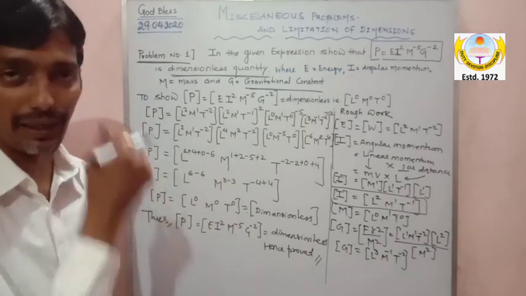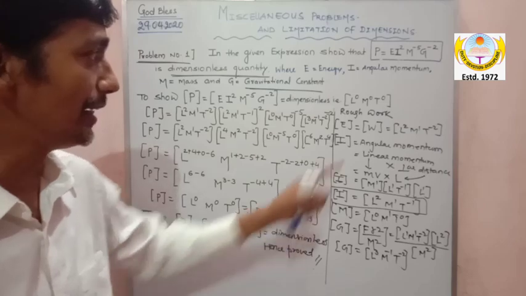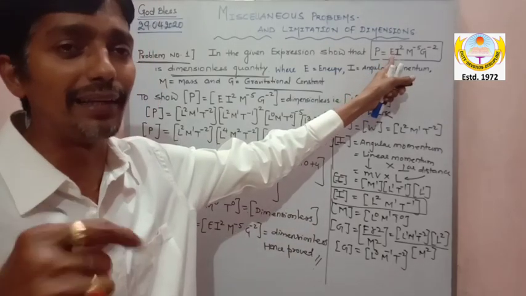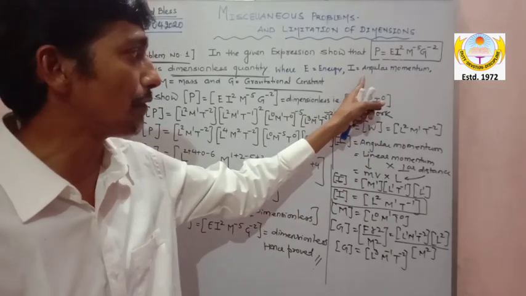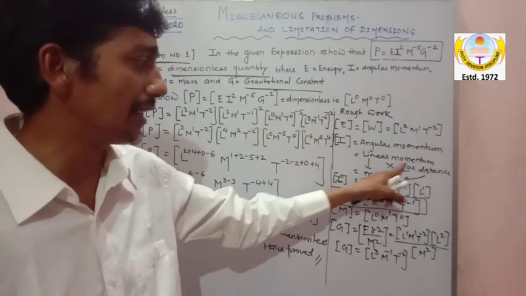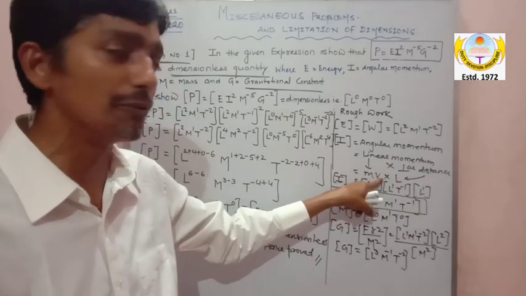So this is the way, my dear. So please check it out. This is a simple question. It's not difficult. Only here you need to know each and every dimension. You should know the dimension of energy. You should know the dimension of angular momentum, that is linear momentum into perpendicular distance. Linear momentum is m into v.